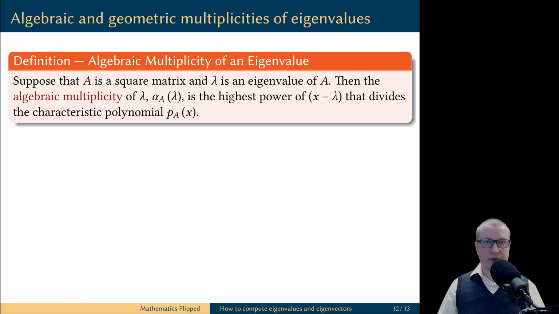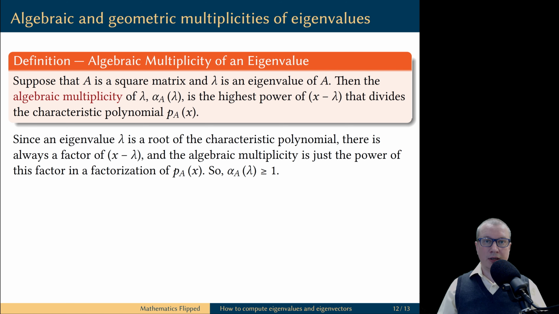Let's define the notions of algebraic and geometric multiplicities of eigenvalues, which will be useful for us later on. The algebraic multiplicity of an eigenvalue is the highest power of the term x minus lambda that divides the characteristic polynomial of the matrix. In other words, it is the multiplicity of the corresponding root of the characteristic polynomial. Each eigenvalue is a root of the characteristic polynomial, and therefore it is divisible by at least one copy of x minus lambda. This means the algebraic multiplicity of each eigenvalue is a positive integer.